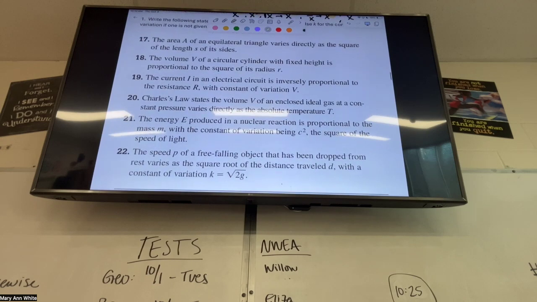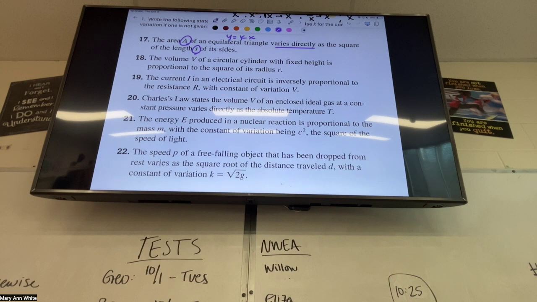So if I look at 17, it says the area A of an equilateral triangle varies directly as the square of the length S of its sides. Keyword there, varies directly. That is my equation, y equals k times x. What do you think is going to be my y variable? A, good. And then what's going to be my x variable? S. And then does it tell me what my constant is? Does it use the word constant here?